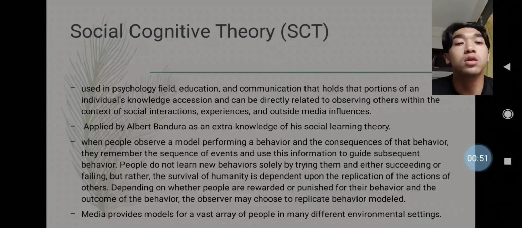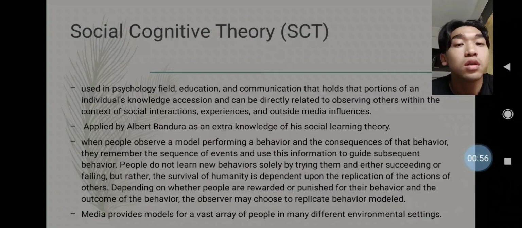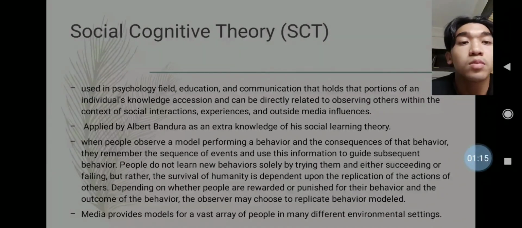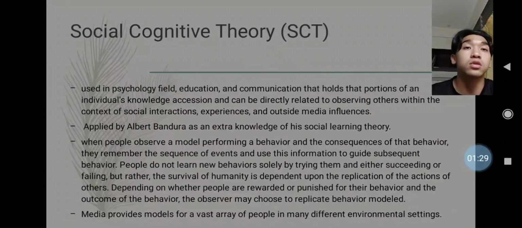People do not learn new behavior solely by trying it themselves and either succeeding or failing, but rather the survival of humanity is dependent upon the replication of the actions of others. Depending on whether people are rewarded or punished for the behavior and the outcome of the behavior, the observer may choose to replicate the behavior modeled. The media have provided models for a vast array of people in many different environmental settings.